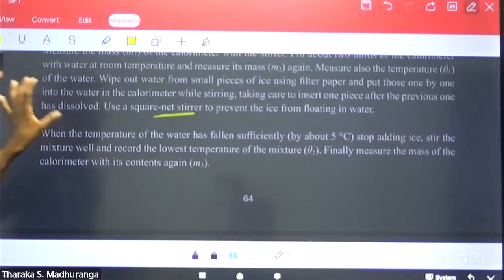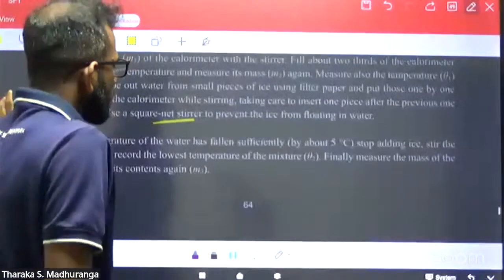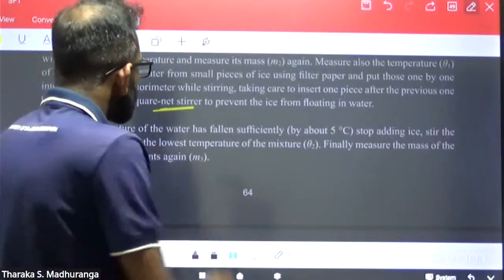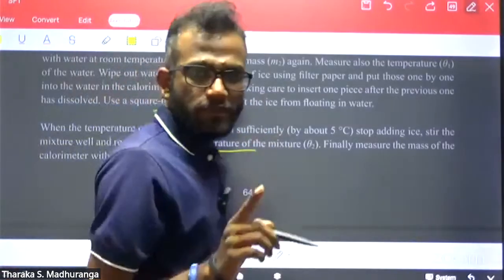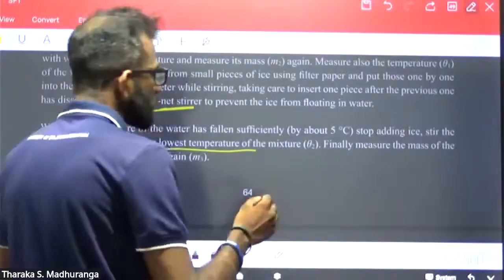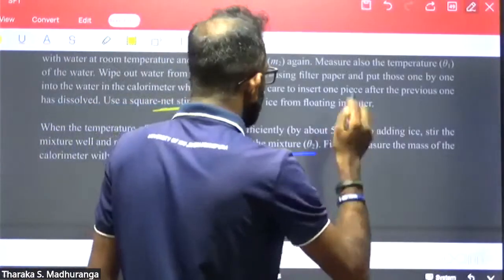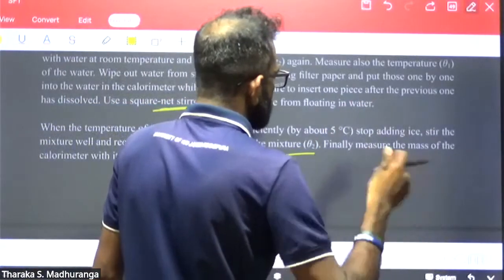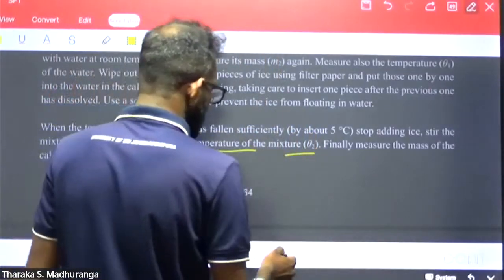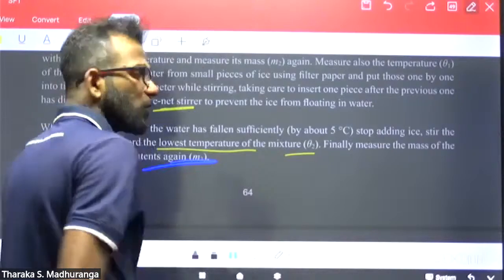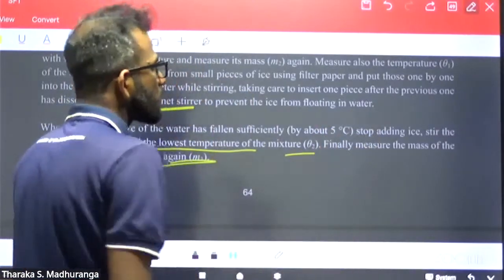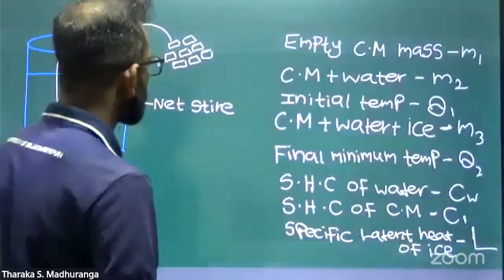When the temperature of the water has fallen sufficiently, I will explain that later. Then mix well and record the lowest temperature of the mixture, the minimum final temperature θ2. Finally, measure the mass of the calorimeter with the contents again, that is M3. Everything we discussed is given here, you can read it and create a short note in your own words.